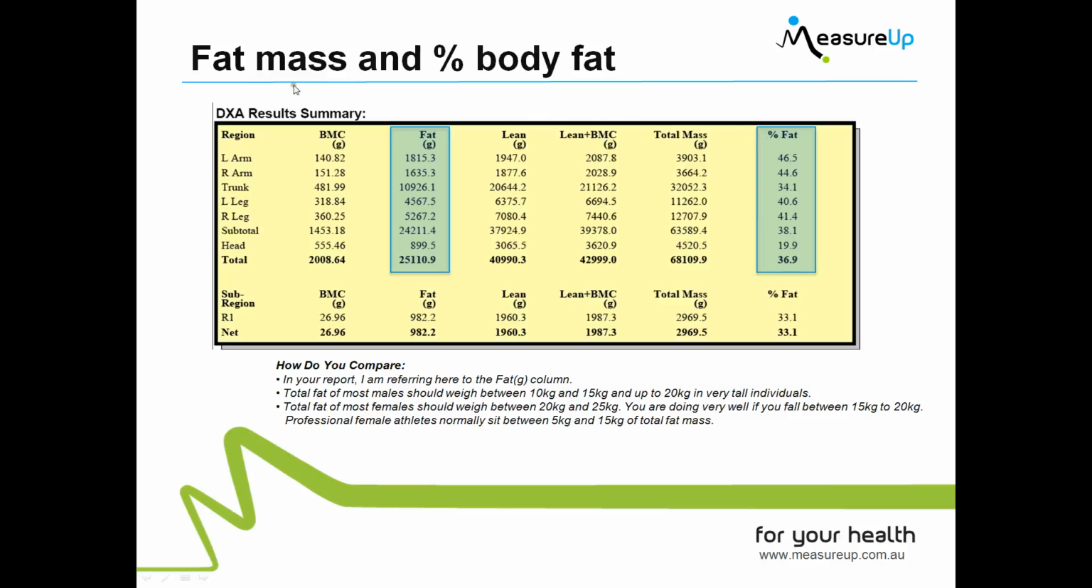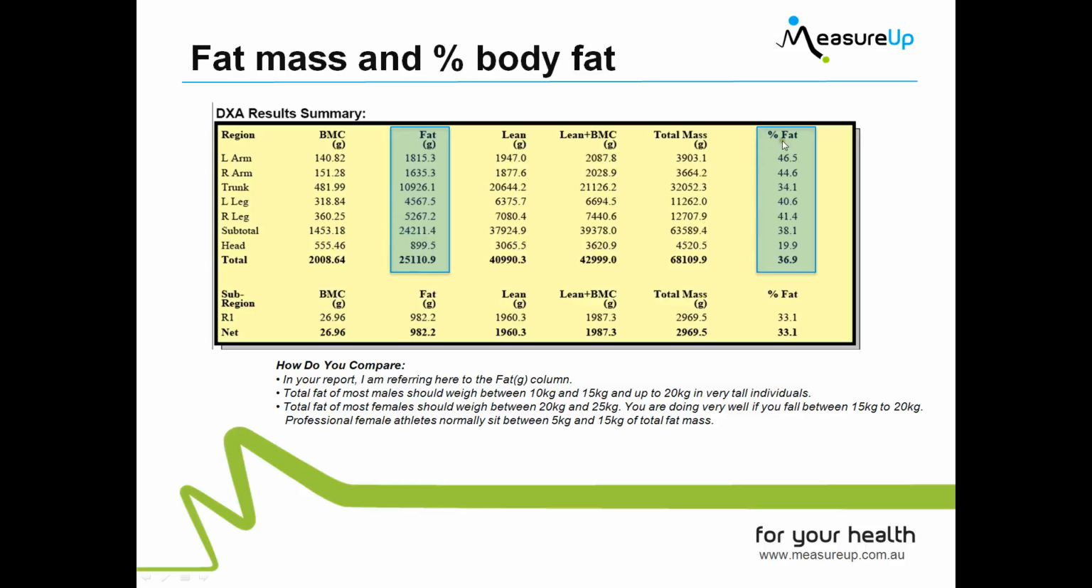Now, if we look at fat mass and percent body fat in more detail. So this column here represents total body fat. You can see here now that we have 1.8 kilos in the left arm, 1.6 in the right arm, 10.9 kilos in the trunk, which represents the neck, sorry, to the top of the pelvis. We have 4.5 kilos in the left leg and 5.2 kilos in the right leg.